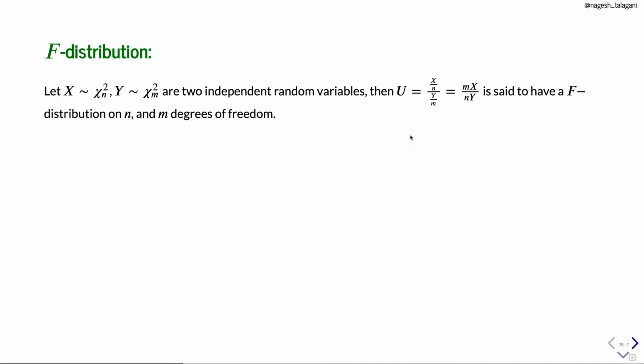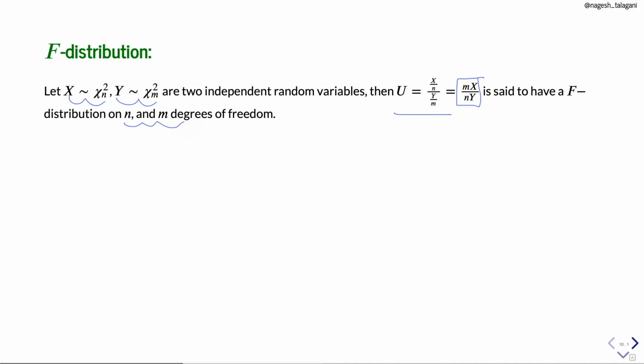Now we are going to see the F distribution. Let x and y be independent random variables. Here x is a chi-square random variable with n degrees of freedom, and y is a chi-square random variable with m degrees of freedom. Then u equal to (x by n) by (y by m), which you can also write as mx by ny, is said to have F distribution with n and m degrees of freedom. Here order matters. Okay.